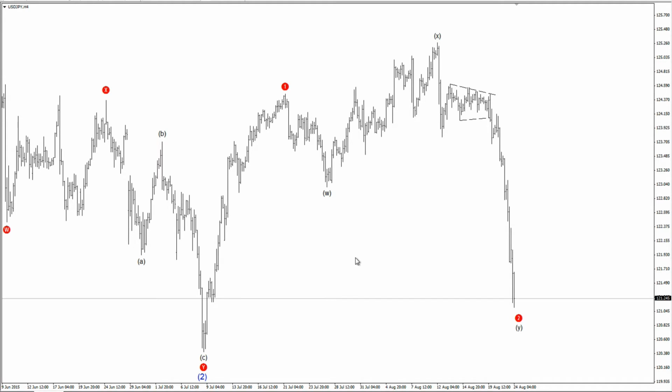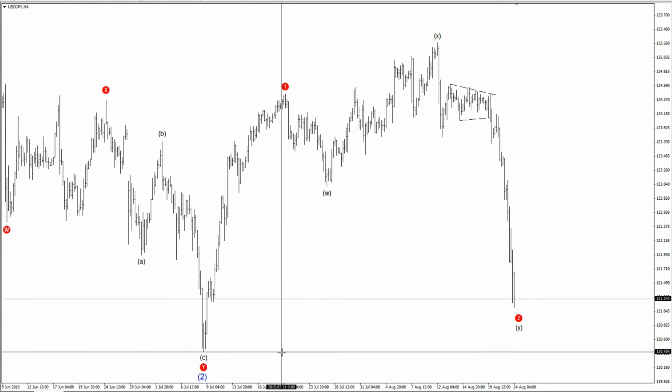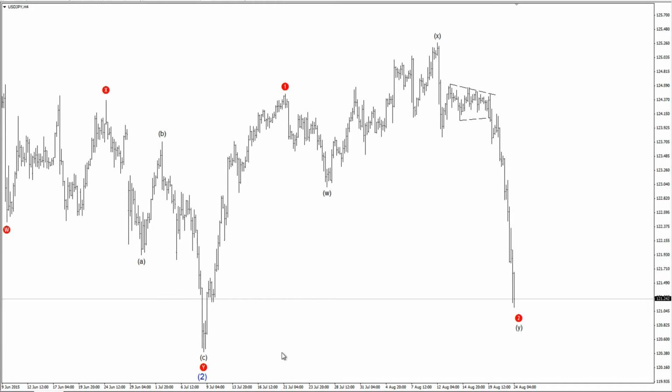If this is going to go further down and below the latest low, which is minute wave 2 low at 120.4, if we start to decline below that level, then this wave count is incorrect and something else is going on, and perhaps this is even the start of a larger decline.